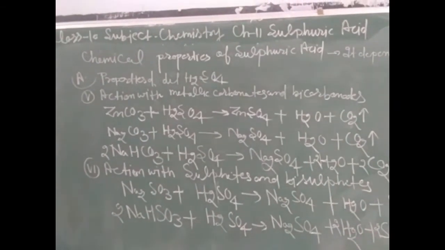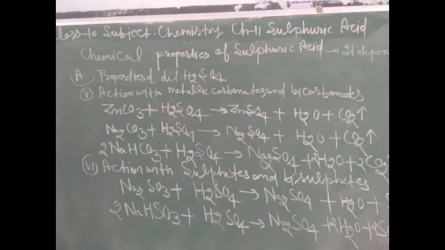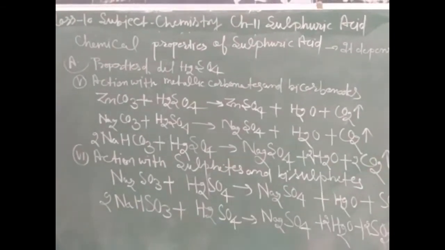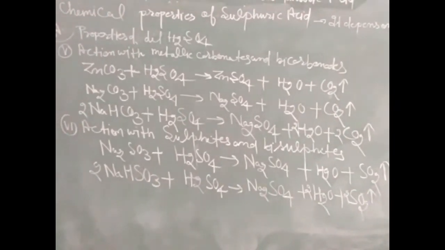Again, when sodium carbonate, that is a metallic carbonate, is treated with dilute sulfuric acid, sodium sulfate is formed along with water and carbon dioxide. Again, when sodium bicarbonate, that is a metallic bicarbonate, is treated with dilute sulfuric acid, sodium sulfate, water and carbon dioxide are released.